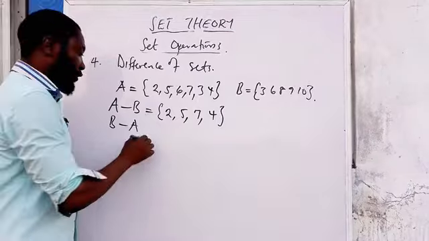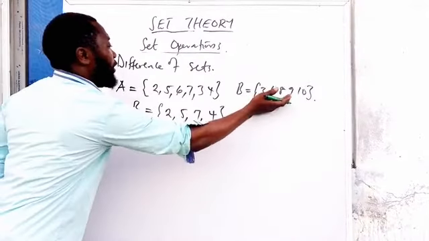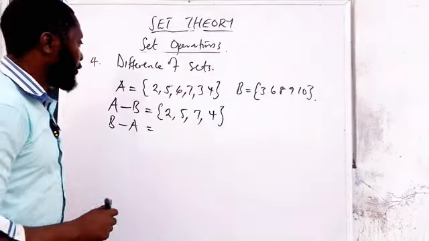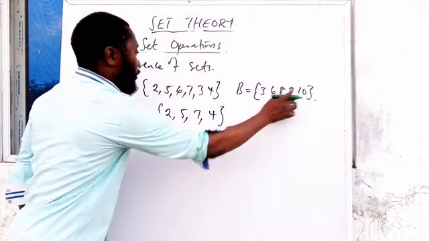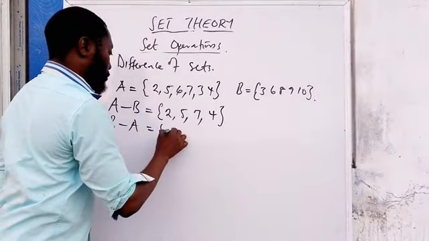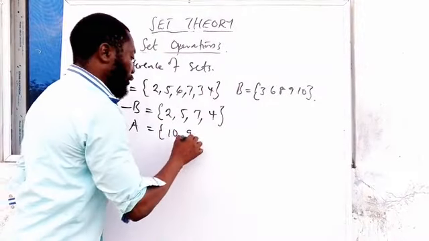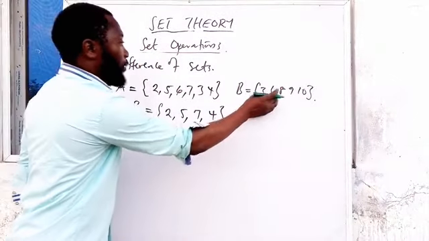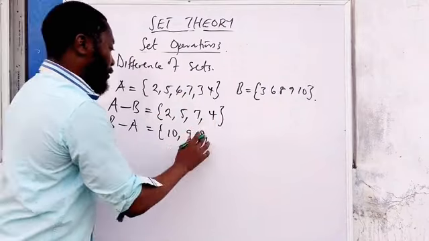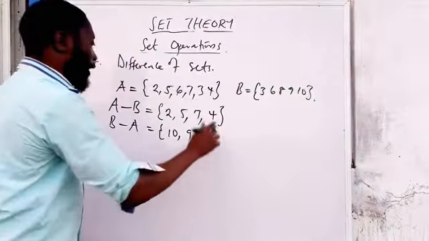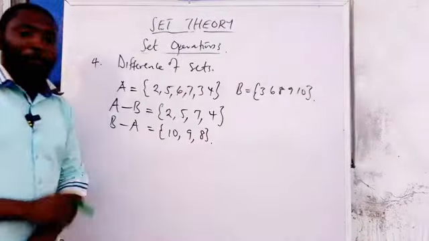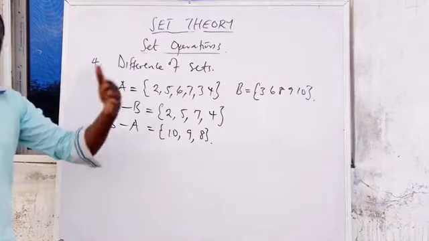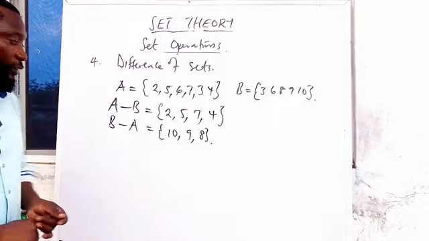Also, B minus A. Members of B that are not here. That is B minus A. Now let's check it together again. 10 is not here, 9 again is not, 8 is not. 3 and 6 are here. So these are just the B minus A. And that is what we mean by difference of two sets: members of one that are not in the other set.